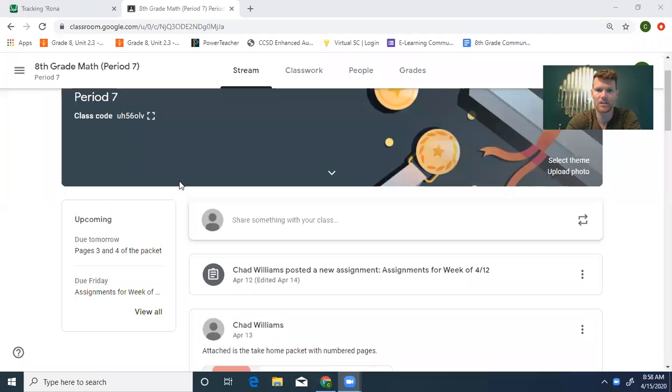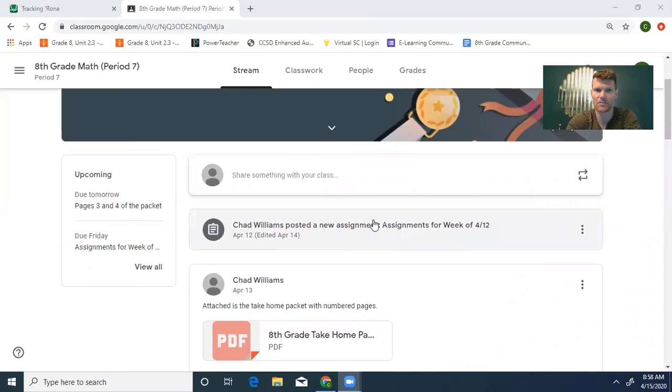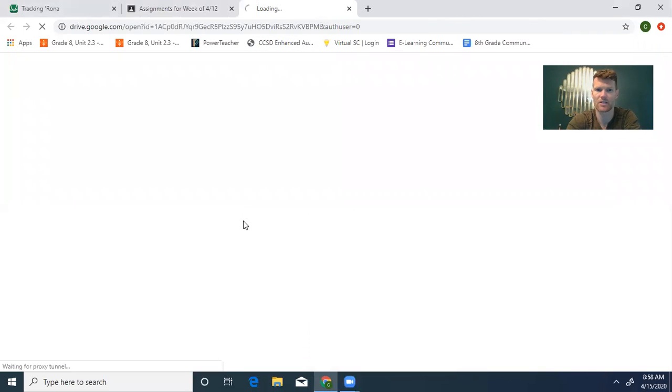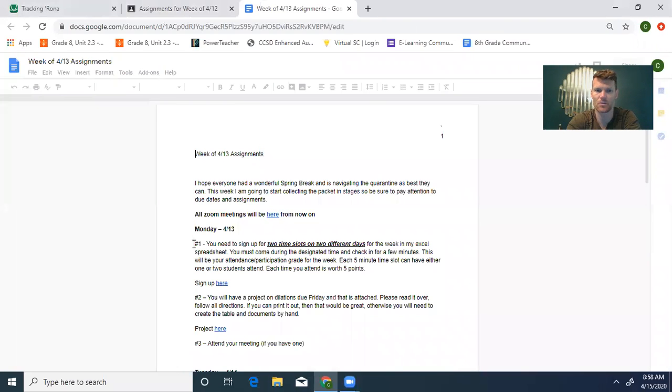So if you go to your feed, the first thing that should come up is the assignments for the week of 4/12. Now there are other things that are helpful. I'll go through these other links here in a second. But the first thing you want to do is click on this, go to the instructions, and look at this document. This is going to be everything that you need to do for the whole week.